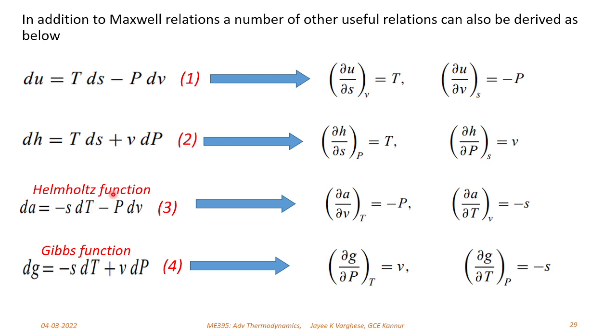Before going to that relation, we have the combined first and second law. So we have four equations. Actually, from these four equations, we derived the Maxwell's relations. But before going to Maxwell's relations, we will see this relation: dU is equal to TdS minus PdV. We know that heat dQ is equal to dU plus PdV. In a reversible process, we can write dQ is equal to TdS. So TdS is equal to dU plus PdV. This relation we know. So we can write dU is equal to TdS minus PdV.